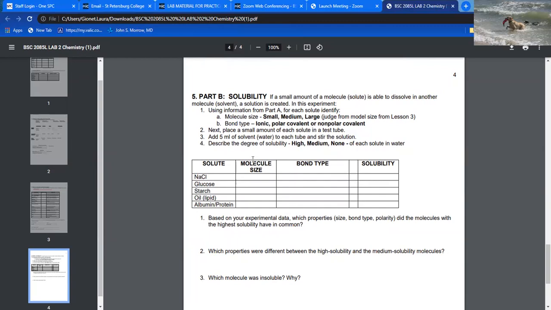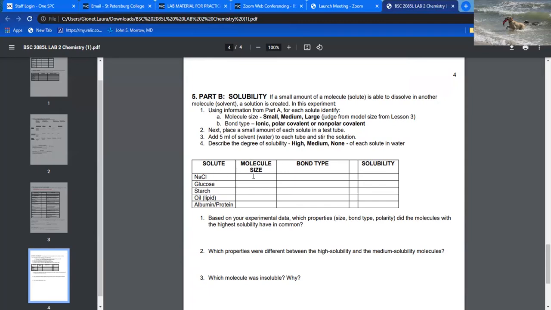So we are going to look at each of these molecules. We're going to use relative molecule sizes, either small, medium, or large. Bond type is either ionic, polar covalent, or non-polar covalent. And then we're going to describe the solubility: high, medium, or none. And I'll just tell you that small things are easily soluble, as long as you have compatible bond types. Large molecules with compatible bond types will have medium solubility. And then there's only going to be one thing that has no solubility, and you can probably guess what it is, right?